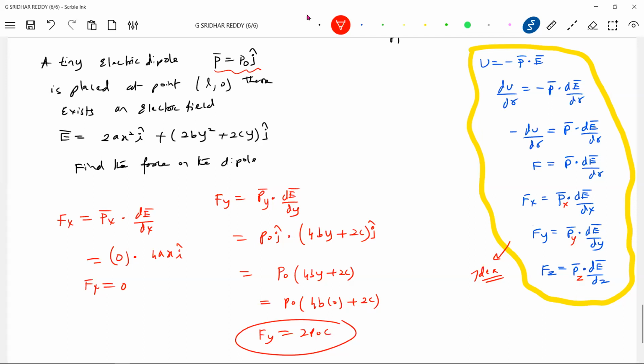Now, why has y become 0? Because it was asked at this particular point, no? (L, 0). So the y coordinate is 0. I think this will be a better approach, no? Or else what should you do? What is the alternative method?